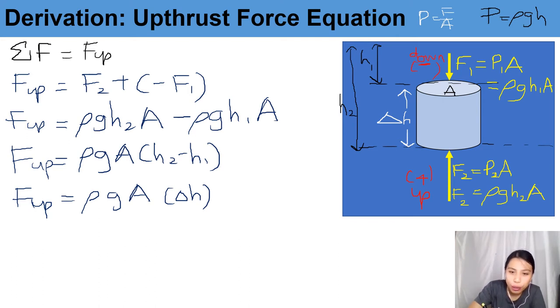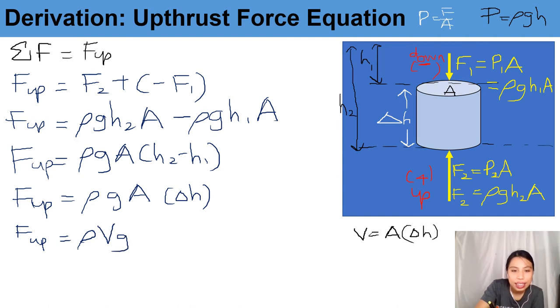So we have volume, which is the cross-section area times the height of that object, so delta H. So we can short form this to the final form, which is your upthrust force: rho g, A times H is volume, so rho gV. Actually, in physics, we usually say rho Vg. And this one is the upthrust force that you will want to remember.